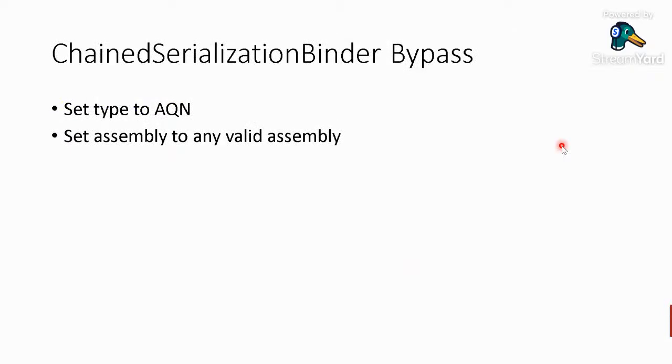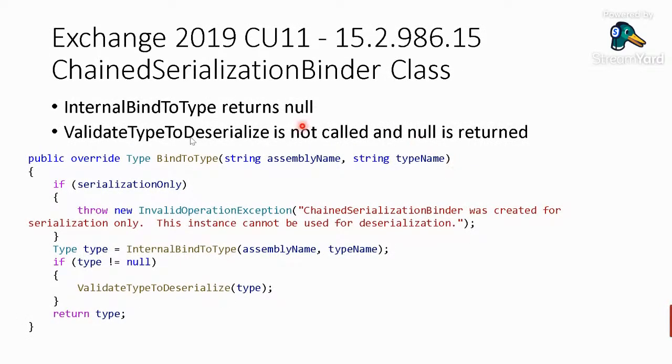So how can we bypass? Our general idea here is to specify a type name including the assembly name, and then the assembly we can set to anything valid. What's going to happen here is, the internal BindToType, that's our custom serialization binder's attempt to find out the type, is going to fail and return null because it wasn't able to resolve the type. And as a consequence, we're going to completely skip all validation done by the serialization binder, because this only enters if the type isn't null. So we haven't resolved the type, we skipped validation, so we'll still return null here.